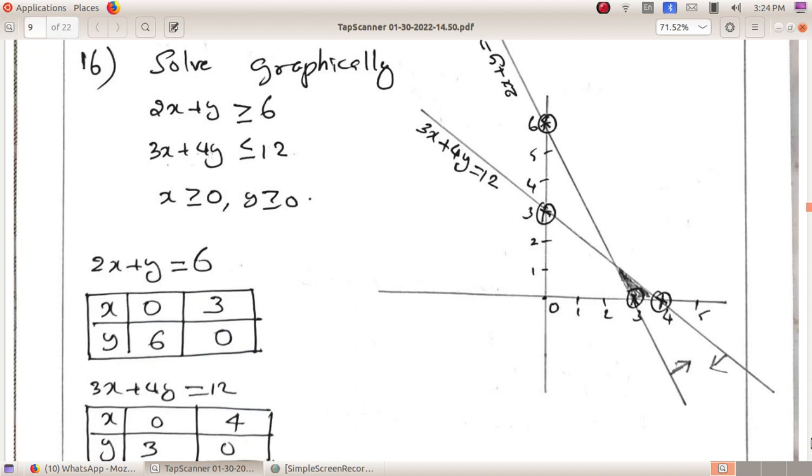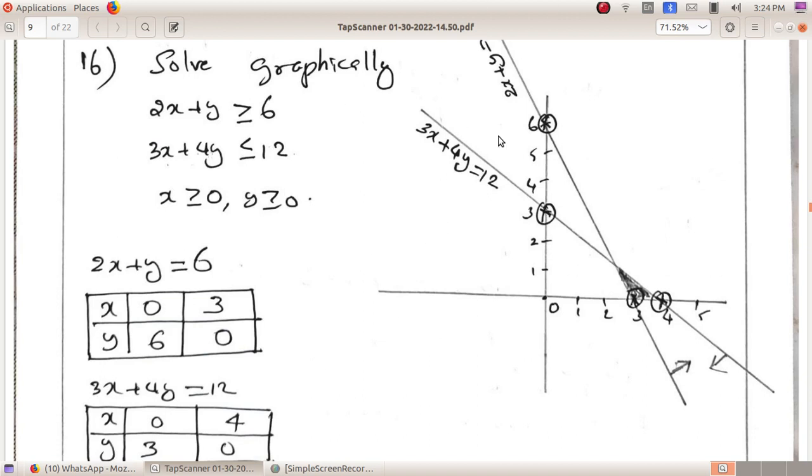Similarly, for this straight line, there are two parts, this part and this part. When you shade this part, 0, 0 will be included. So you apply 0, 0 here, this becomes 0, this becomes 0. 0 less than 12. It is true because 0 is less than 12. So you can shade along this side. So that is why I put an arrow mark here. So this side can be shaded.